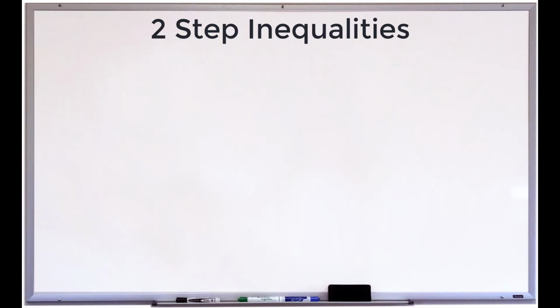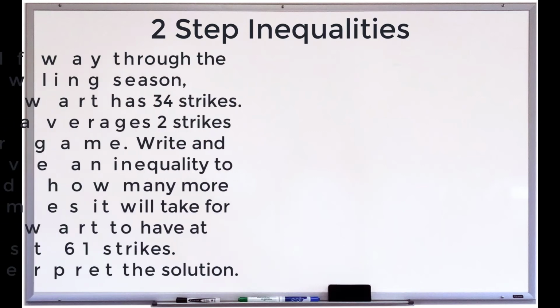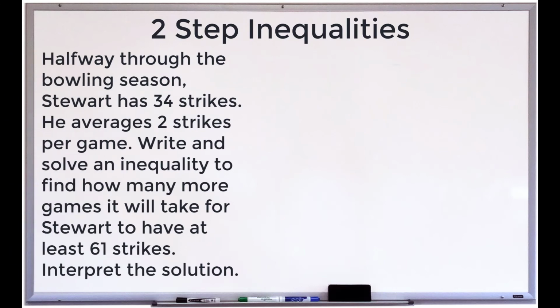For our final problem, let's solve a two-step inequality word problem. Our word problem says, halfway through the bowling season, Stuart has 34 strikes. He averages 2 strikes per game. Write and solve an inequality to find how many more games it will take for Stuart to have at least 61 strikes. Interpret the solution.